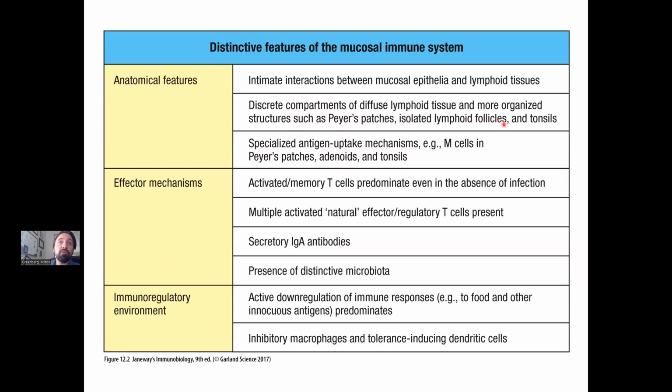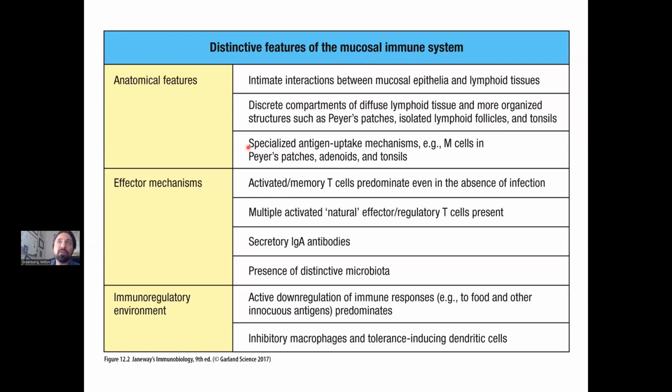We have isolated lymphoid follicles, we have tonsils. So these are some secondary and tertiary lymphoid structures that are just anatomically present adjacent to our mucosal surfaces.